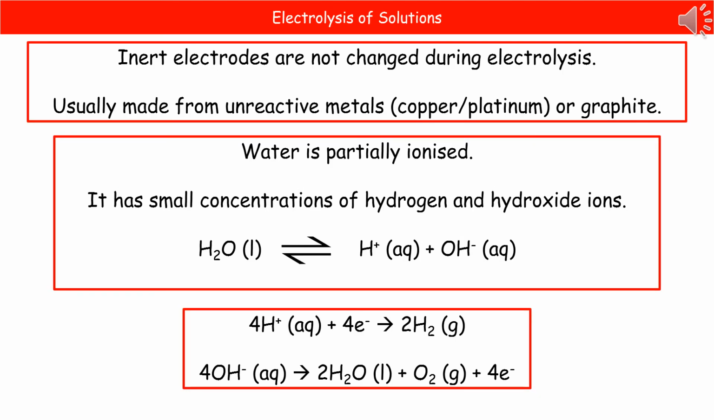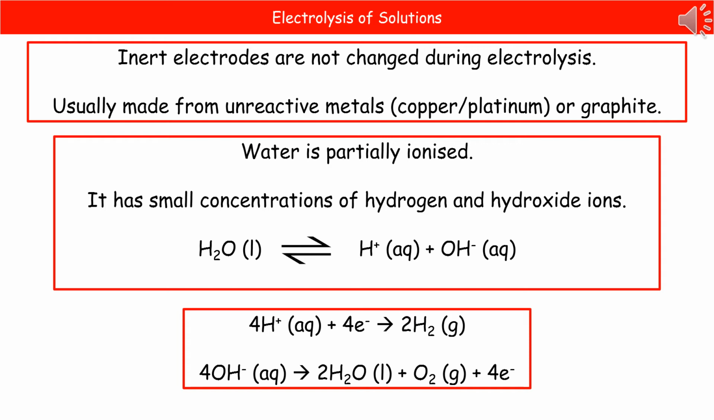When we're selecting our electrode, we use inert electrodes because they're not changed in electrolysis. So we use unreactive metals like copper or platinum or graphite. If we're talking about something that's in an aqueous solution, dissolved in water, and water is partially ionized, that means it's got small concentrations of hydrogen and hydroxide ions.